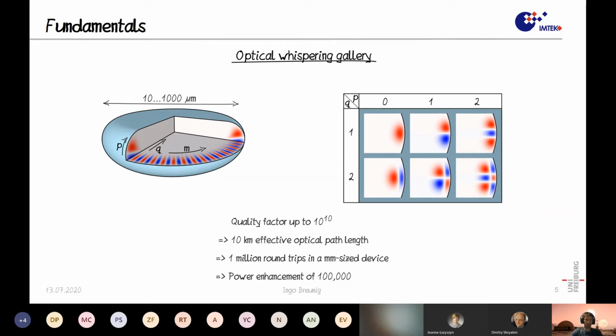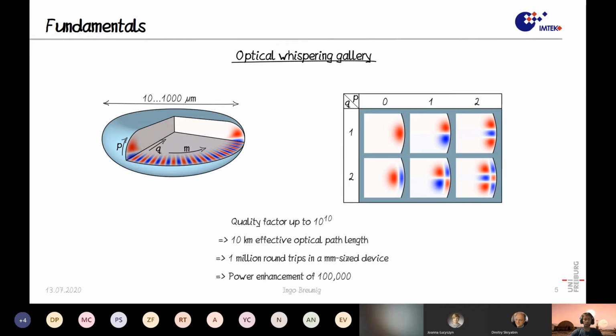And this gives us the possibility to use the second order nonlinearity very, very efficiently. The light field propagating in these spheroidally shaped resonators is characterized by three mode numbers, M, P, and Q. M gives us the number of oscillations in propagation direction. Q gives us the number of maxima in radial direction, and P gives us the zero crossings in polar direction.